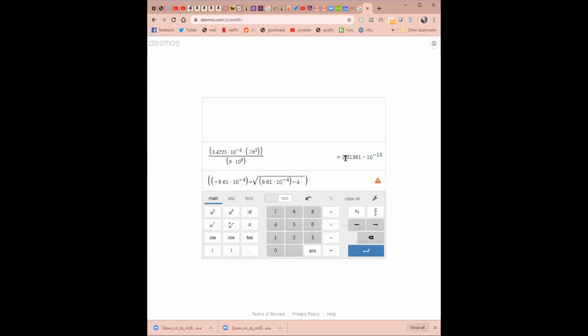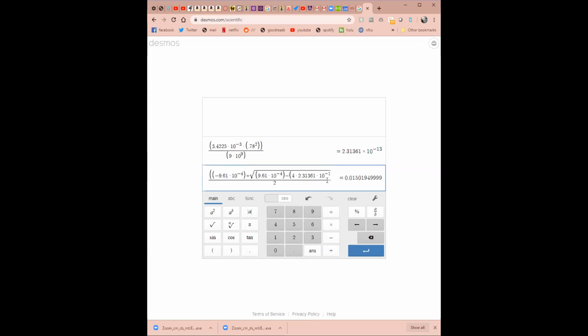Well, it won't let me paste it, so I've got to type it. 2.31361 times 10 to the negative 13. And then make sure that I have everything in the proper parentheses. And then that's going to be over 2. And then this is in coulombs still, because we solved for it in coulombs.